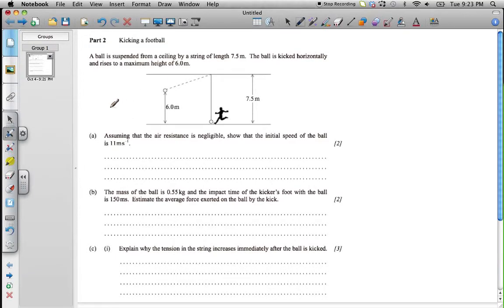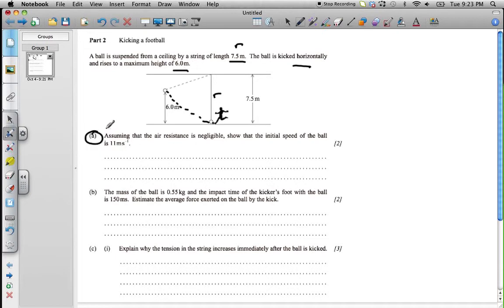This is the last question in the Unit 2 worksheet 2, and we'll start reading. It says, kicking a football, a ball is suspended from a ceiling by a string of 7.5 meters. This is important because from this we're actually going to have the radius. As that ball goes around, that will be the radius. And the ball is kicked horizontally and it rises to 6 meters.